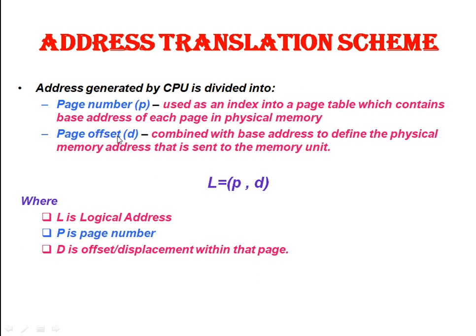Next, the page offset. What is this page offset? It is the displacement value. This page offset value is always combined with the base address to define the physical memory address. That is, you add your offset value to the base address in order to fetch the address present inside the physical memory that is sent to the memory unit. So assume that L is the logical address equal to page number P and D, where D is the displacement or offset within that particular page.